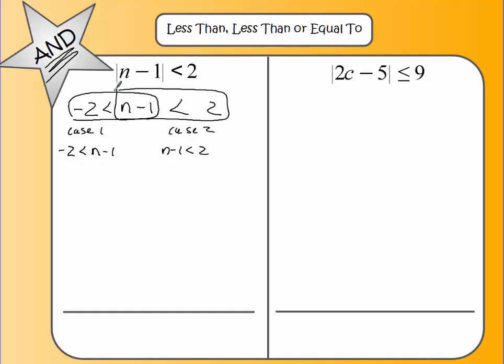Okay, so let's solve this. If I want to get n by itself, I add 1 to both sides, telling me -1 is less than n. Over here, I'm going to add 1 to both sides, telling me n is less than 3. Okay, if you want to, you can write this one so that n comes first, which would say n is greater than -1. If you want to be able to read it from left to right, that's fine. So let's take a look at our number line.